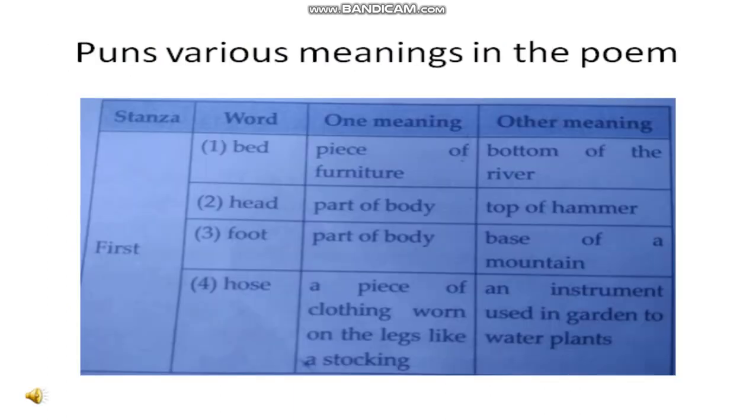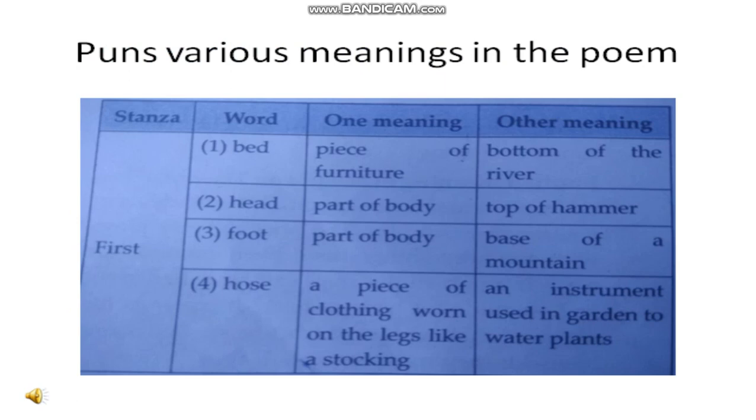In this slide we can see the pun's various meanings in the poem. In the first stanza, the first is bed. This word bed is used with two meanings: a piece of furniture where we sleep, and the bottom of a river. Then the second is head, the part of the body and the top of a hammer. Then foot, part of a body, and the second meaning is the base of a mountain.